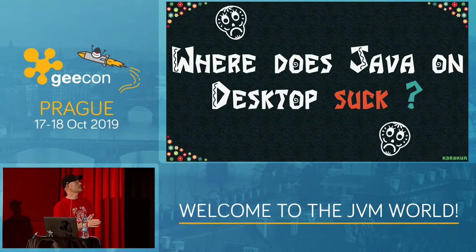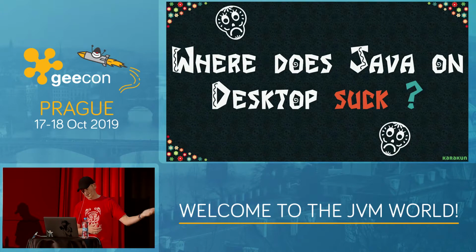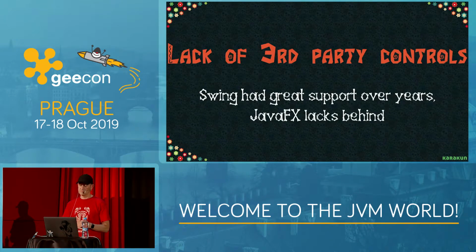So the question is, where does Java on desktop suck? And there are a couple of points I will show you. So first of all, there is a lack of third-party controls, at least in JavaFX. In Swing, we had a lot of stuff, and then when they came to JavaFX, it looked like people were not willing to really continue creating third-party libraries, right? There have been some great libraries for Swing, but the people started converting them to JavaFX and then stopped. And so JavaFX lags really behind when it comes to custom controls or publicly available libraries.